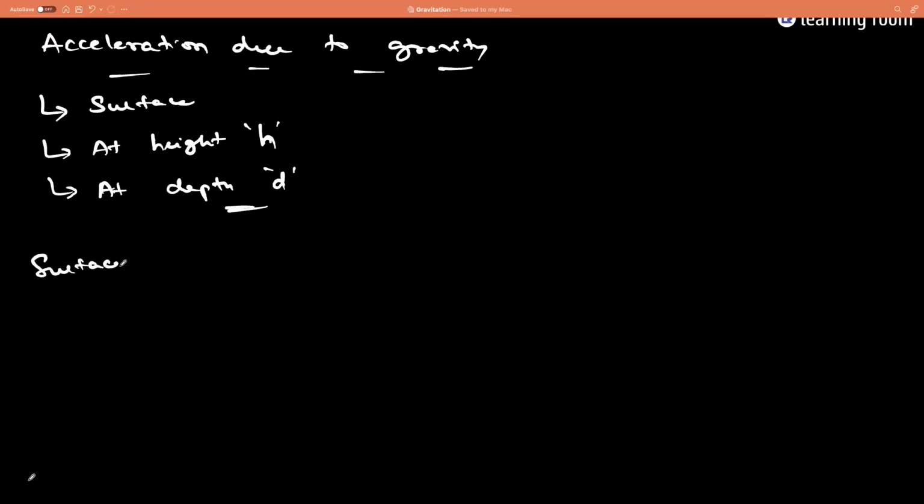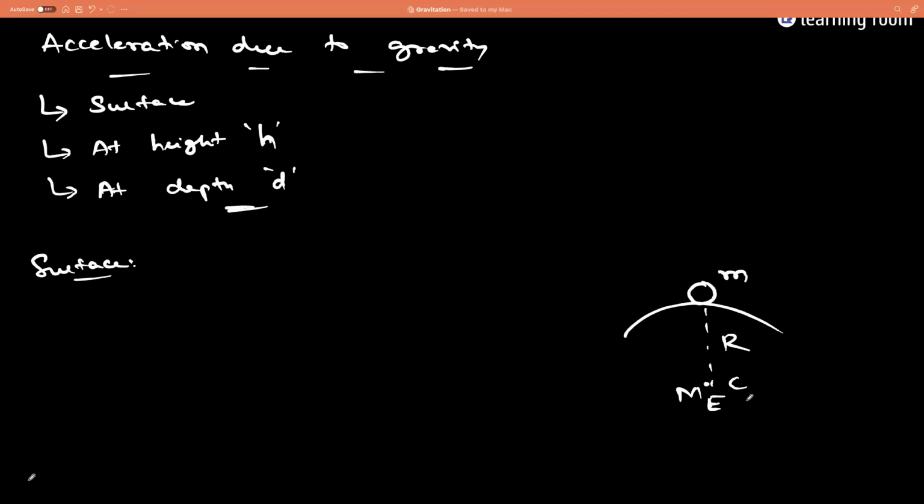So on the surface, if I consider this to be the earth, if this is the object of mass m, and if I consider this to be the center of the earth, and I take this to be the radius of the earth, and at the center of the earth the mass of the earth is said to be concentrated, right? So for me to calculate the acceleration due to gravity at the surface, what is the mathematical equation I'm supposed to write?